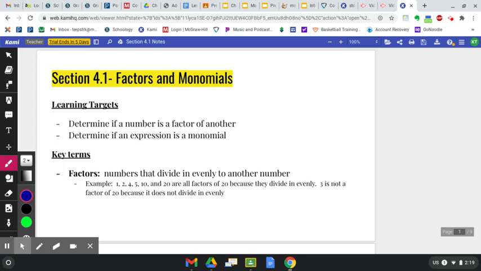So factors are numbers that can divide into one another evenly. For example, if I take the number 20, the factors of 20 are 1, 2, 4, 5, 10, and 20. And that's because they all divide in evenly. 3 is not a factor of 20 because it does not divide in evenly. And so these are all of the factors of 20, right? And they come in pairs, right? 1 times 20 is 20, 2 times 10, and 4 times 5.